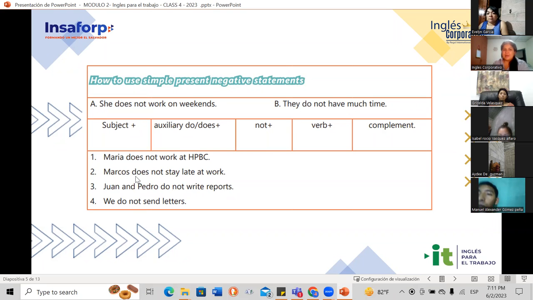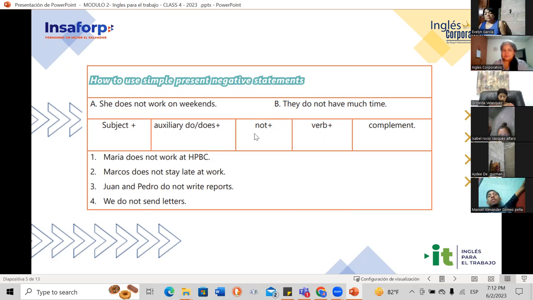Sentence number two. Marcos doesn't stay late at work. Juan and Pedro do not write reports. We do not send letters. Okay. All the examples have the same structure. Tenemos la misma estructura aquí. Subject plus auxiliary do or does plus not, plus verb, plus complement, okay? That is a way that you are going to use negative statements. Do you have questions about that? ¿Tienen preguntas?